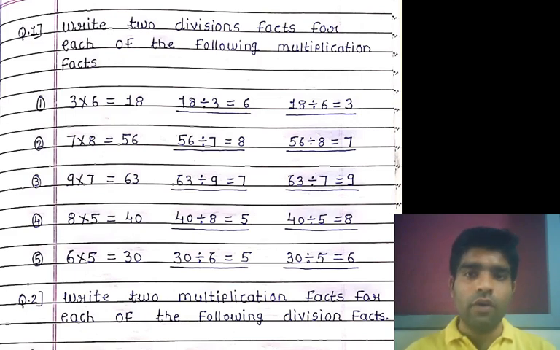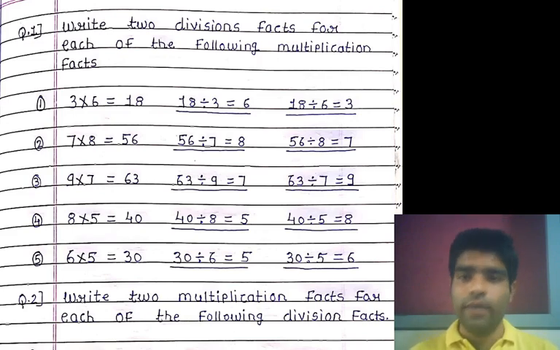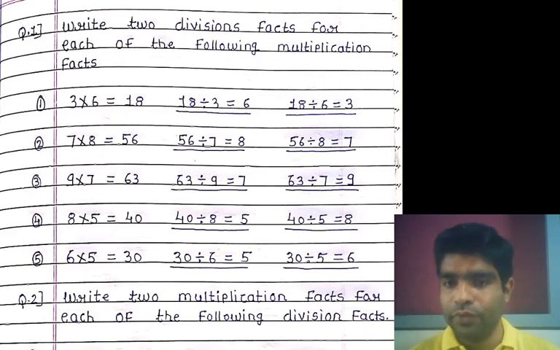Example is based on the division and the multiplication fact. Now see one by one example you have to solve it. Start from question number one. Write the two division facts for each of the following multiplication facts. It means that multiplication facts are given to you. We have to solve the division facts.